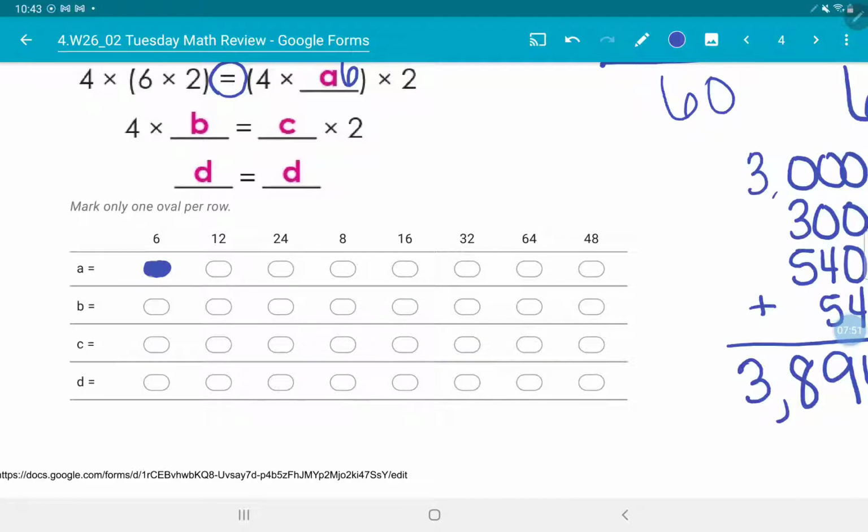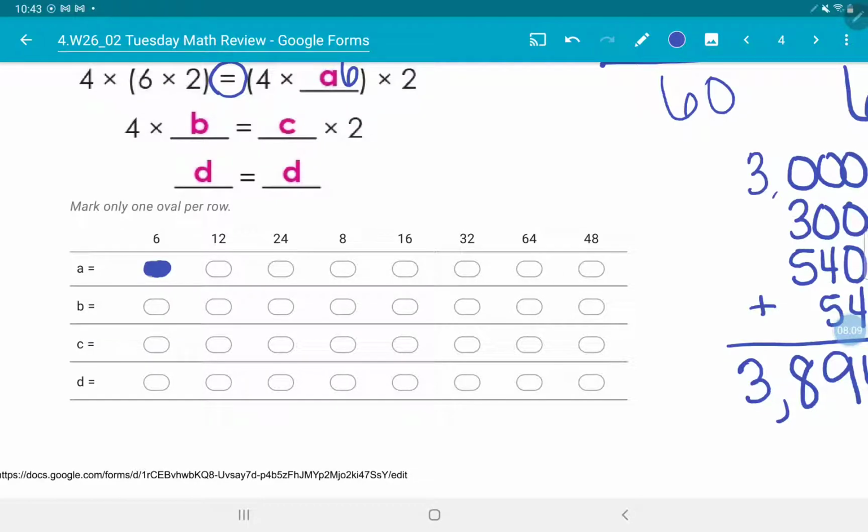Okay, so we've taken care of this top line. We're good to go there. Okay, so now we're ready to solve. If I were going to solve this problem, I'm going to start with the left side of the equal sign just because we read from left to right. So for me, it's easier just to start on the left.